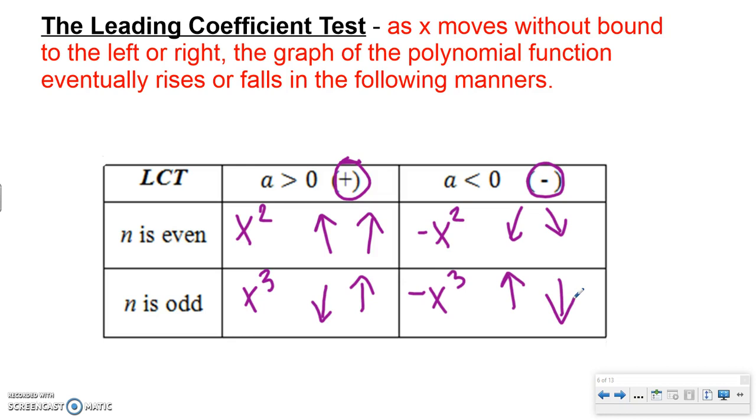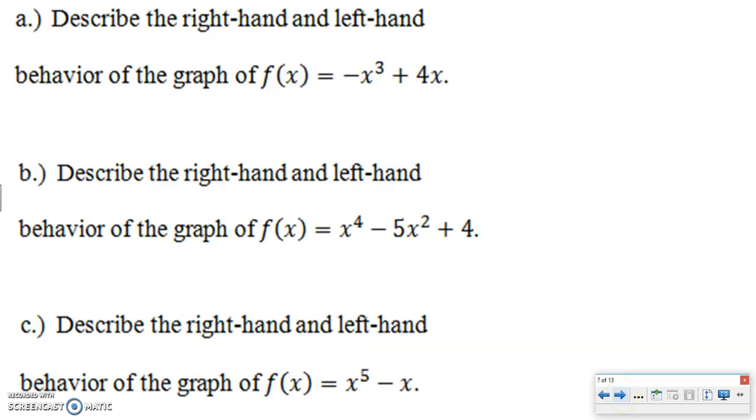So if I ask you to apply the leading coefficient test, you can basically just give me these arrows, and that's enough to prove that you know what the end behavior is going to look like for a graph. So we have these 3 examples here. I want you to pause the video and take a minute to try them on your own, and then start the video up and I will give you the answers to them.